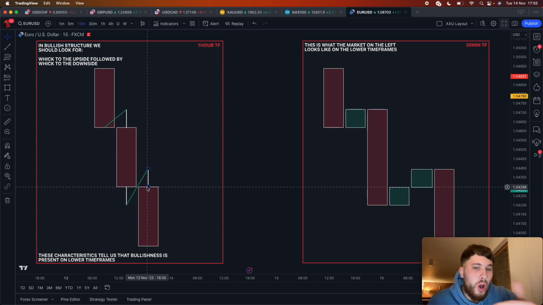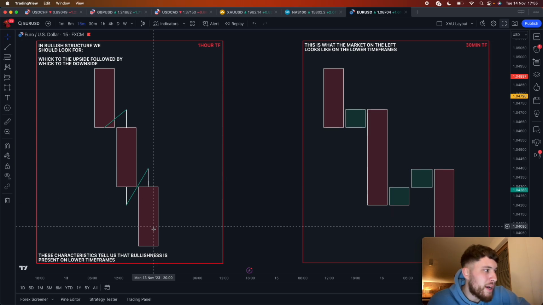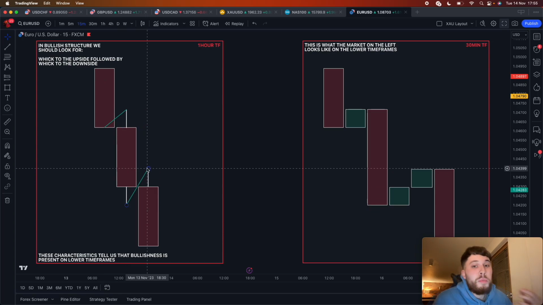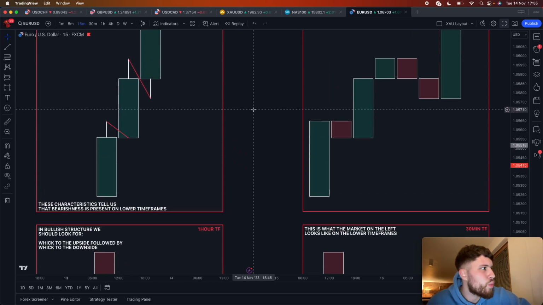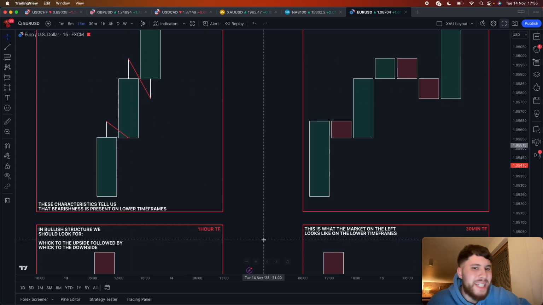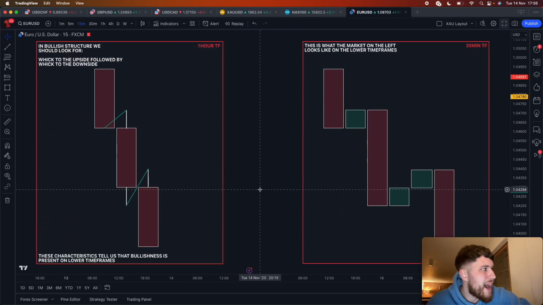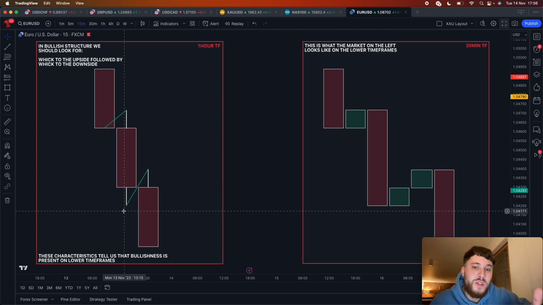Now when this candle opened, we had a continuation in bullishness as a wick was formed to the upside before price then traded lower, closing here. So we understand that from this wick to this wick, there was bullishness present on the lower time frames. With the bullish example, you can see it was a wick to the upside followed by a wick to the downside, whereas with this bearish example, it's a wick to the downside followed by a wick to the upside.